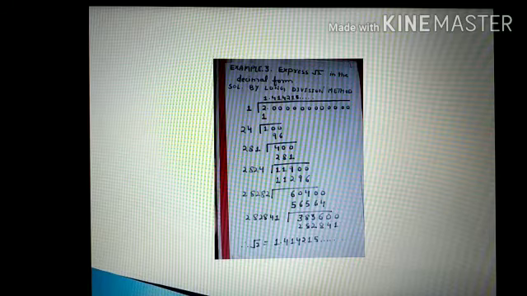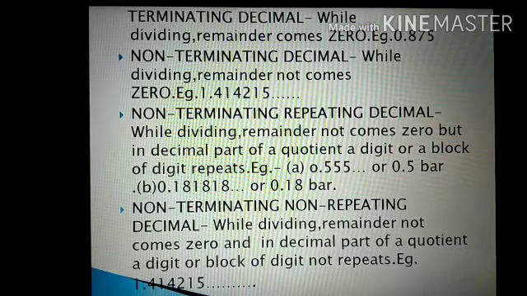So children, before going ahead, we have to learn a few important terms related to these divisions. First, terminating decimal. Terminating decimal means if we divide any number by another number and the remainder comes 0. For example, we will divide 7 by 8 and the quotient becomes 0.875 and the remainder will be 0. Such a type of decimal representation is known as terminating decimal.